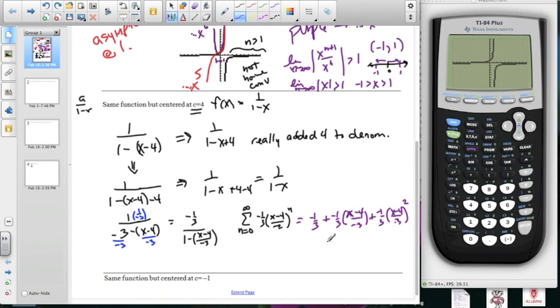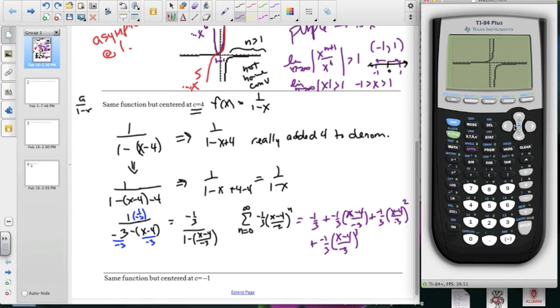I'm running out of space, so I'm going to come over here. When x equals 3, we've got negative 1/3 x minus 4 over negative 3 cubed. This gets really complicated to graph, but I'm going to go ahead and try to graph it just to show you that it ends up showing up right here. So this might take a little bit.